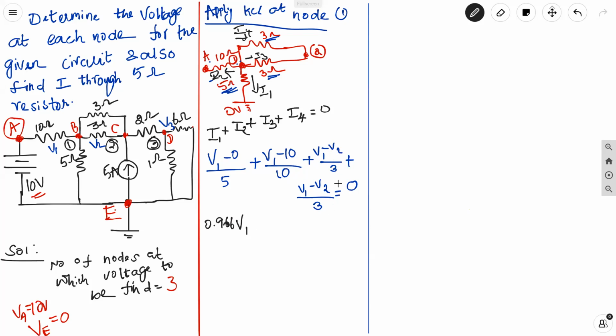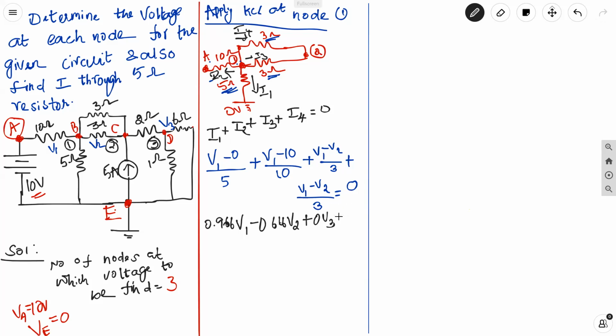For V2, there are two V2 terms, right? That is minus 1 by 3 minus 1 by 3. 1 by 3 means 0.33, then again 1 by 3, 0.33. If you sum both, you get 0.66. So minus 0.666 V2. Then next, V3: here there is no V3 term, so we'll keep 0 times V3.